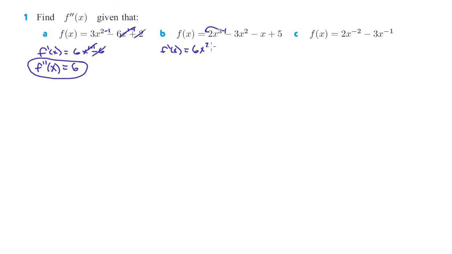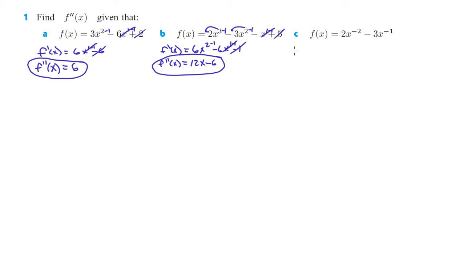We've got x to the second. 2 times negative 3 is negative 6. X to the first. And that's 1 times negative 1 is negative 1. Subtract the 1, the x's are gone, and the derivative of the constant is 0. So there's our first derivative. Now we've got to take the derivative of that. 2 times 6 is 12. X to the first. 1 times negative 6 is negative 6. And that's x to the 0, so that's gone. And the derivative of the constant is 0. So there's our second derivative.